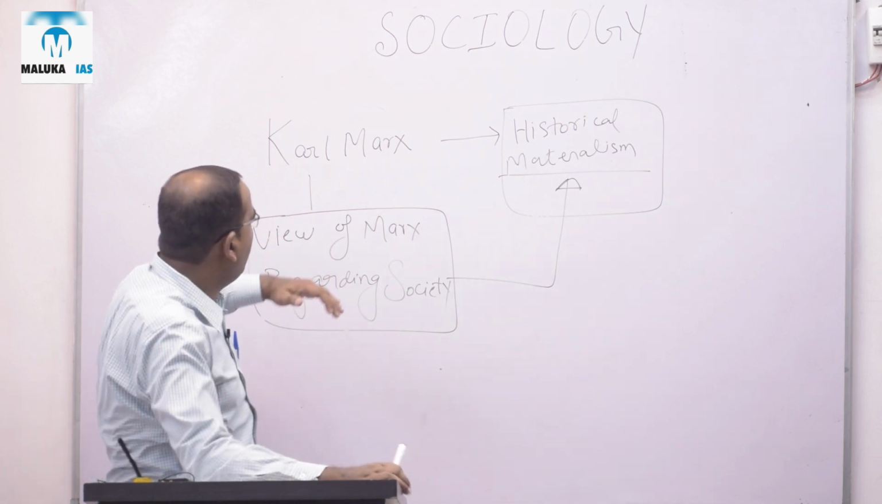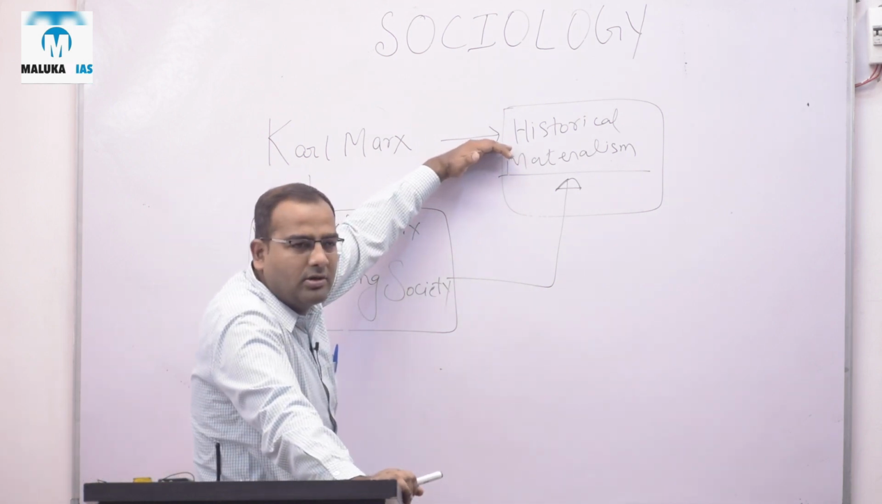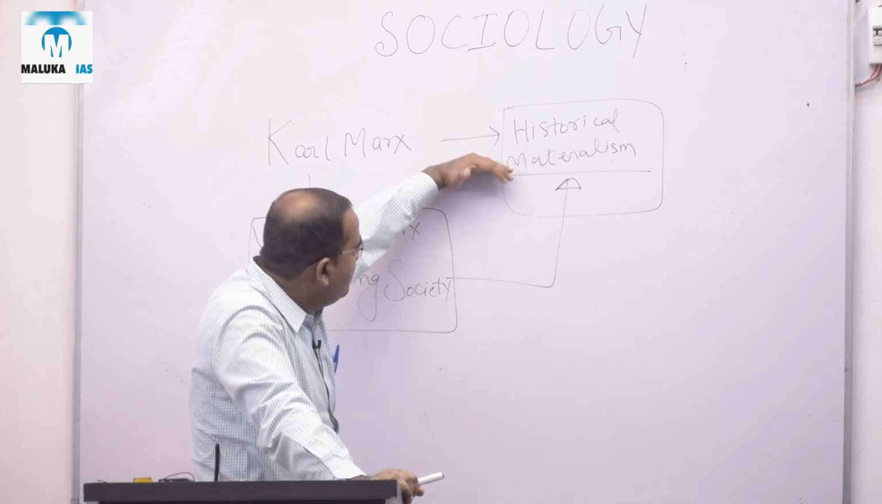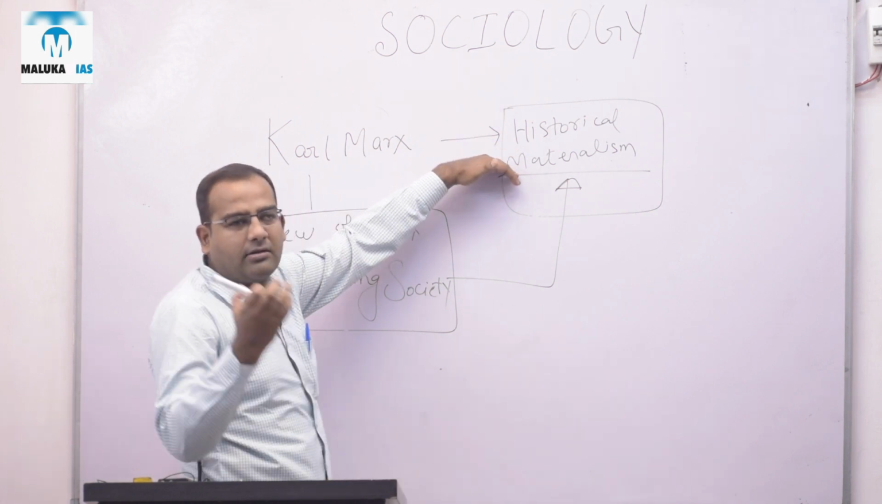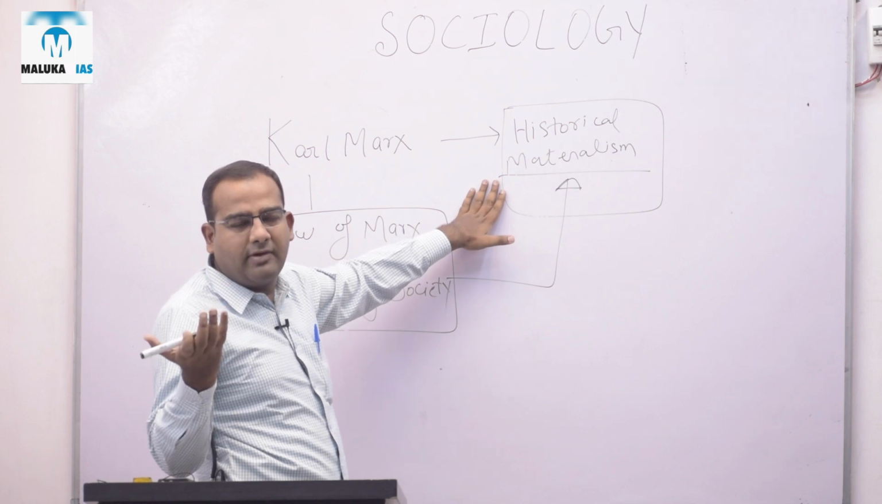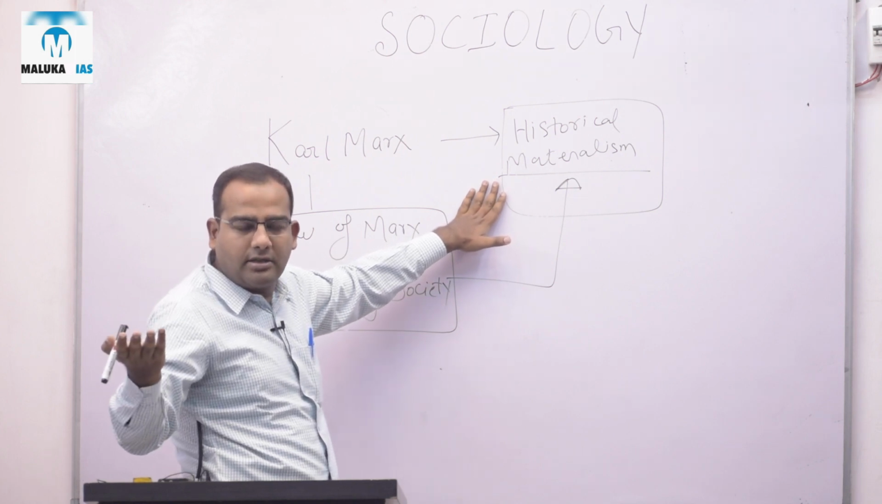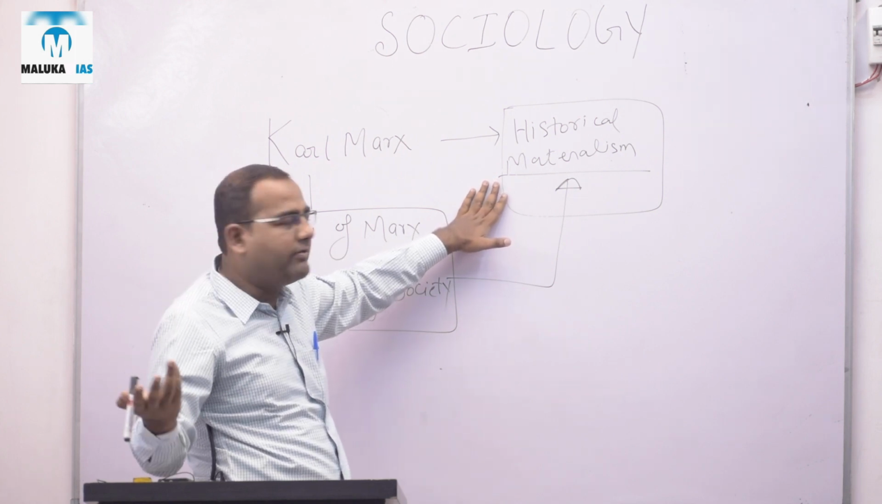First, we need to know what is historical. Historical is all about what has happened in the past. Materialism is all about what we denote in terms of money and wealth. What are the changes that are denoted in society in terms of money and wealth.